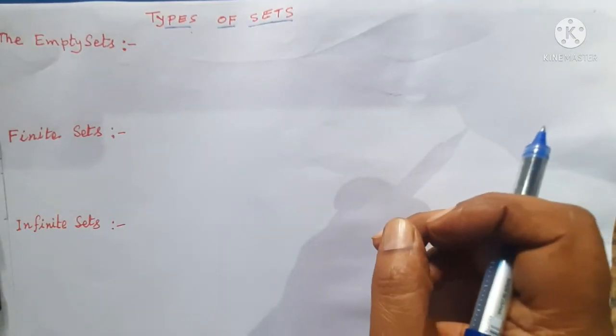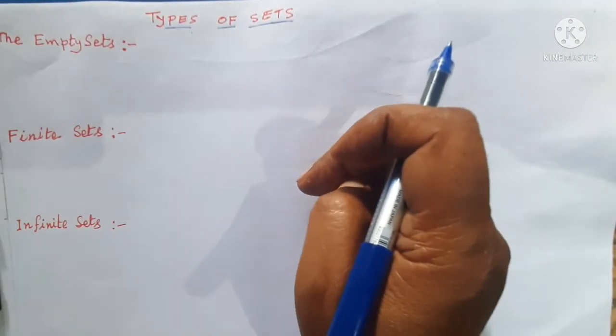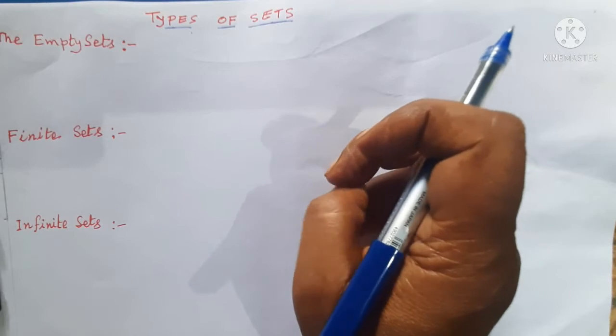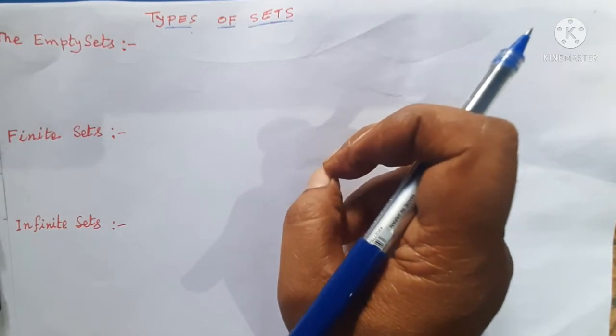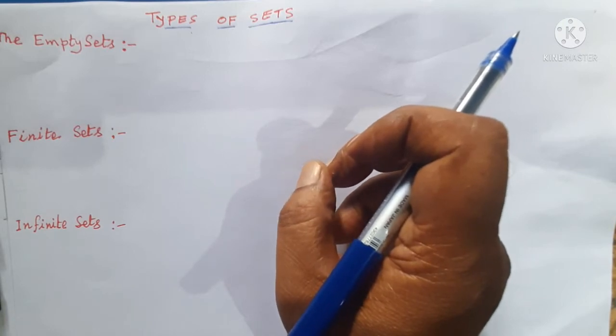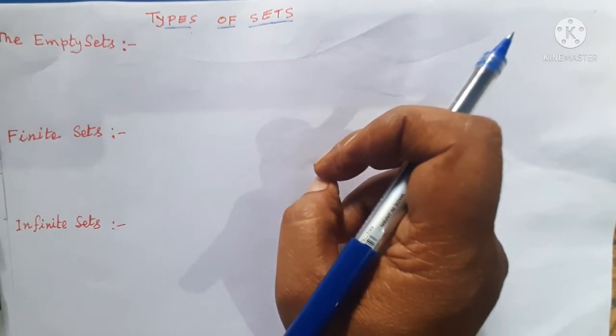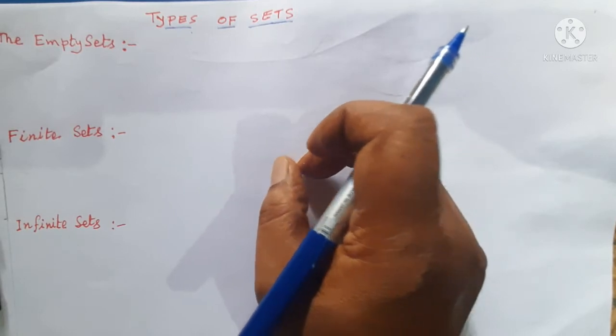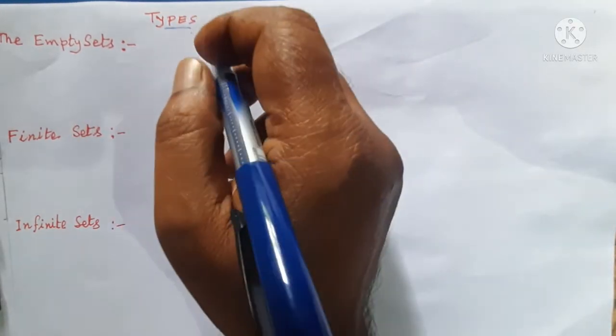Types of sets. Types of sets are empty set, finite set, infinite sets, equal sets, equivalent sets, subsets, power sets, and universal set. Let us see empty sets first.